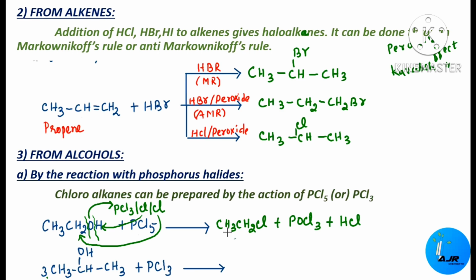This is chloroethane. Okay, next we shall see the next product. See here, I have taken isopropyl alcohol, CH3CHOHCH3, and PCl3. Let us see how this PCl3 gets split up. PCl3 gets split up like this.